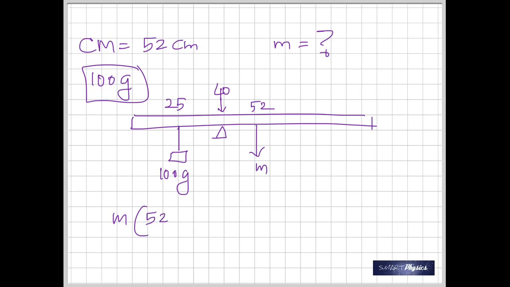I just assume that it's at 40, right? Can you balance this? Yes. Because this is the clockwise torque, which would be m times 12. M times 12 is equal to 100 times 15. Problem done. So you could just make up any value in the fulcrum?